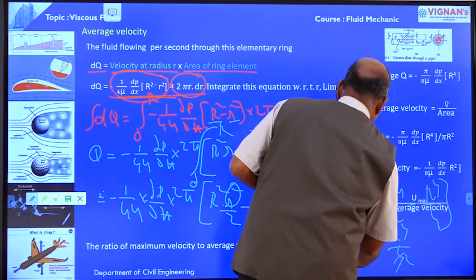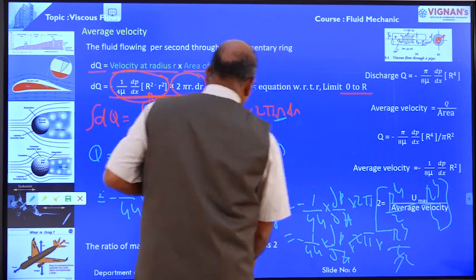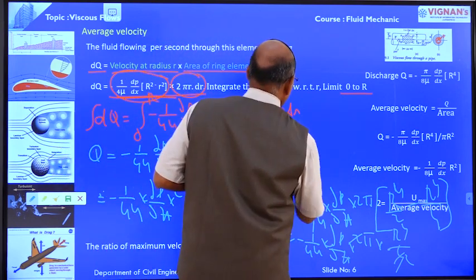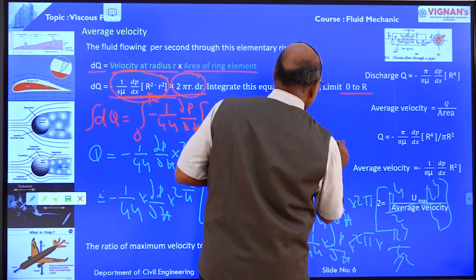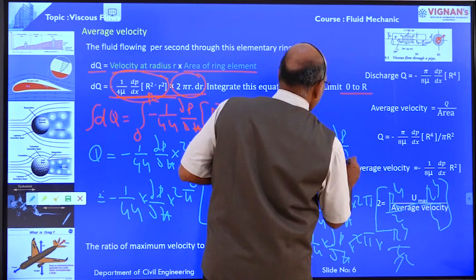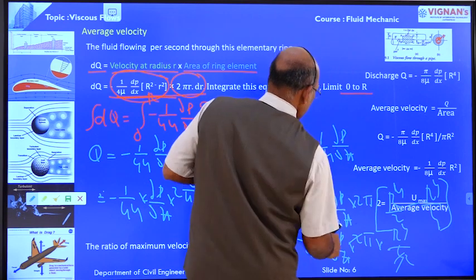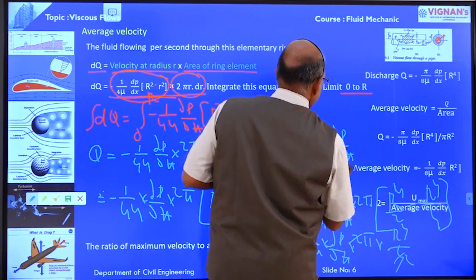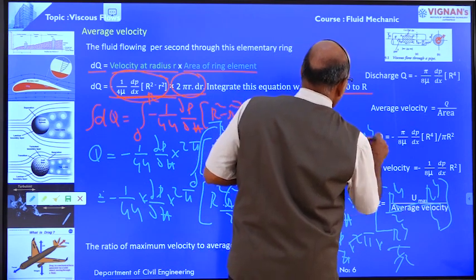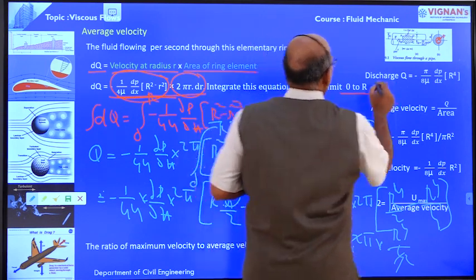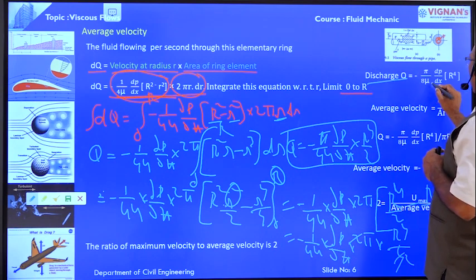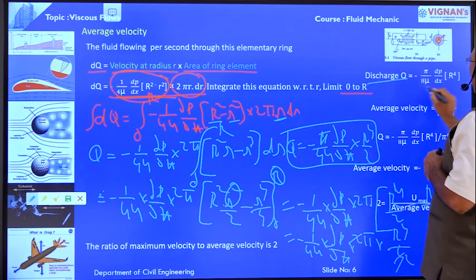2 gets cancelled. This is equal to Q is equal to minus 1 by 4 mu into dou p by dou x. This is pi by into r power 4 by 2, that is 8. Therefore Q is equal to pi by 8 mu into dou p by dou x r power 4.